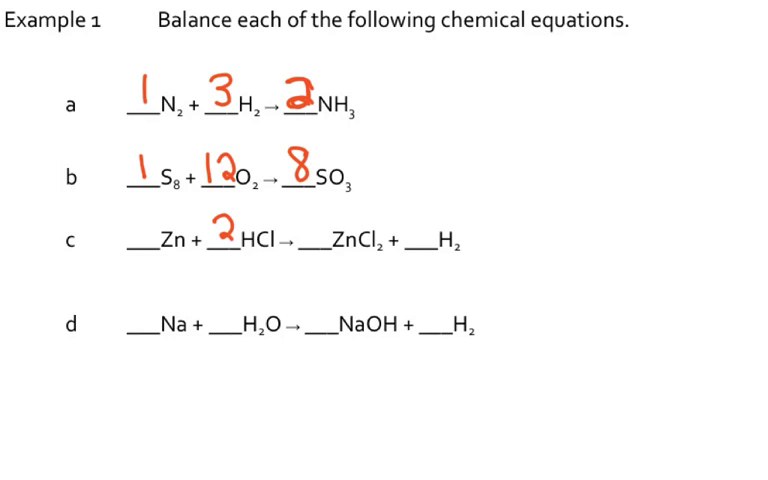The only other element that's present in this reaction is hydrogen. Looking at it, we now have 2 hydrogen atoms on the left because of the 2 HCl. We also have 2 hydrogen atoms on the right because it's H2. So very simple to balance this one. Everything is balanced. We'll fill in 1s and be done.